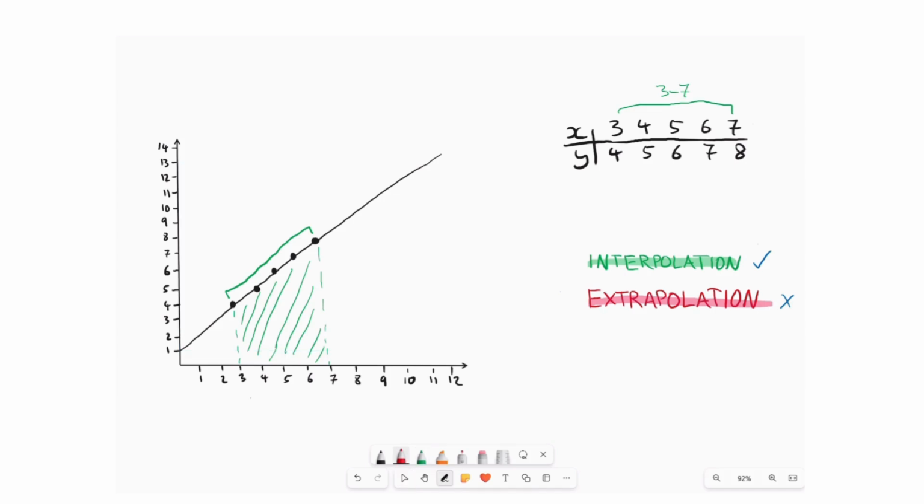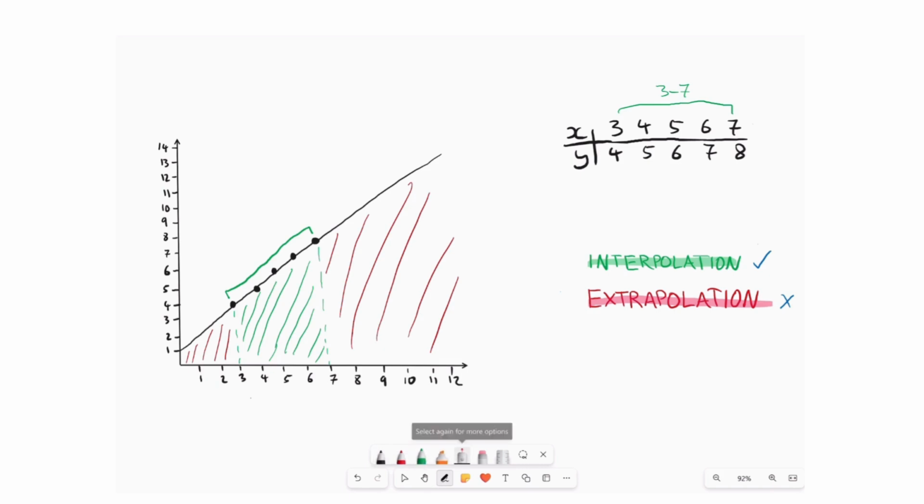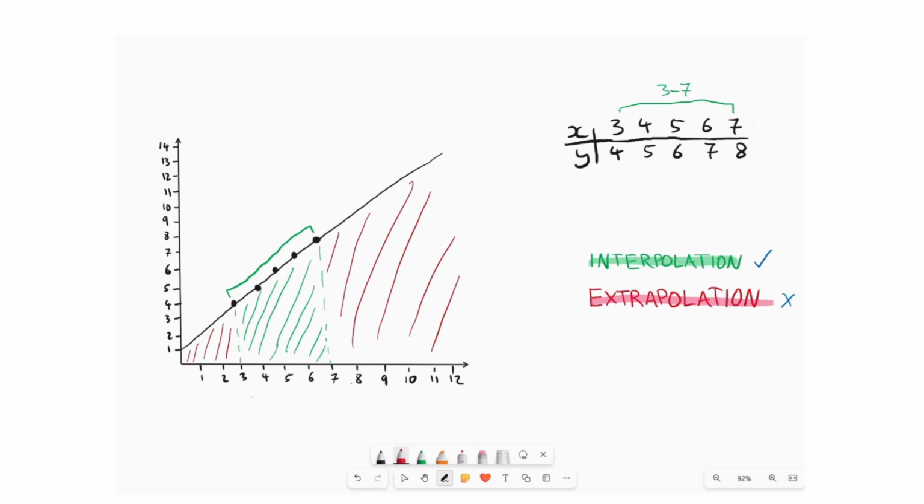However, if we look past 7 or past 3, so if we go outside of the x domain, so all of this area here and this area here too, we are basically assuming that this line will continue on. This line could simply just drop like that. It could simply curve up. You actually never know, so it's just an assumption. That's why we're assuming that this trend continues for all of the values of x that are past our range.